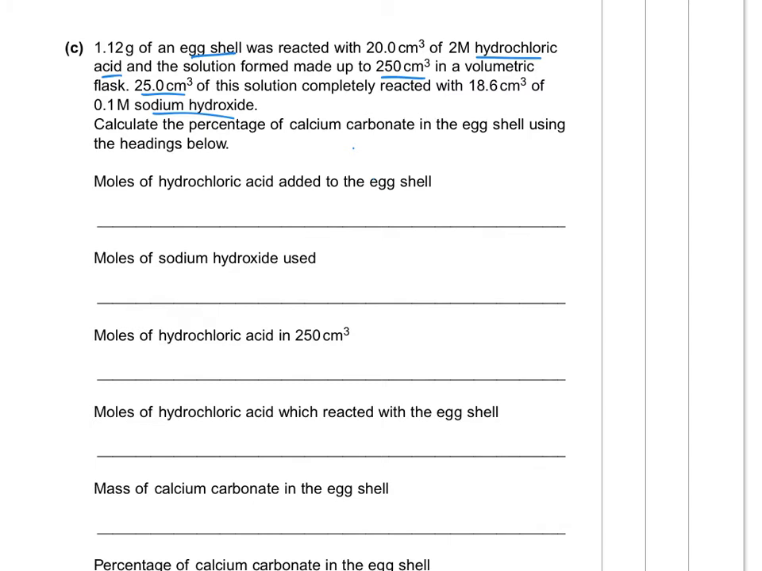Okay, this question starts with the moles of hydrochloric acid added to the eggshell. Where you see that being asked for, that's your initial moles. So I go to my concentration and volume of hydrochloric acid for that. My concentration is 2 molar of hydrochloric acid. My volume is 20 centimeters cubed. So the number of moles of hydrochloric acid is equal to concentration times volume, which is 2 molar times 0.02, which is your volume of 20 centimeters cubed. And that's equal to 0.04 moles.